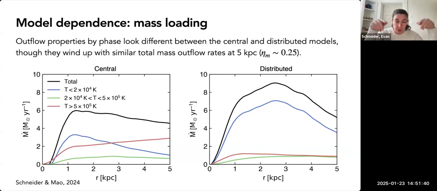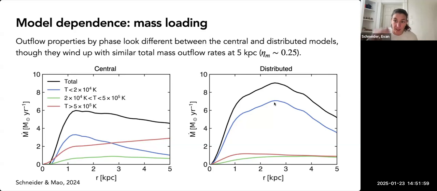And that destruction is mass loading the hot phase, which is why you actually see the hot phase outflow rates increasing as a function of radius. The distributed case, right, looks very different. You actually have a lot more mass in the cool gas.